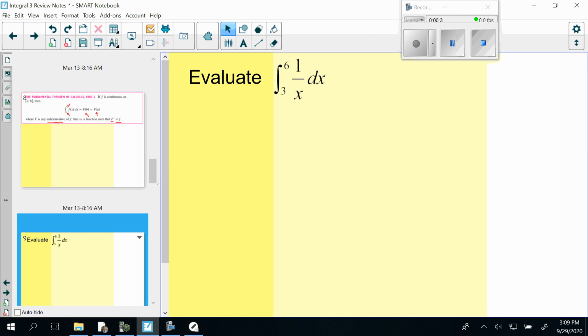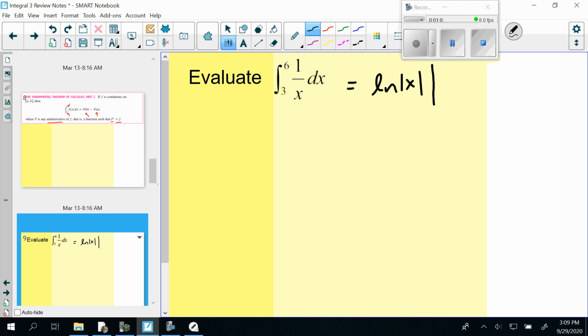So some applications of this: if you're asked to evaluate a definite integral, we're looking for what is the antiderivative of the function listed here. Well, here our function is 1 over x, so we're thinking what function has a derivative that's 1 over x? It's natural log. So then this would be the natural log of x evaluated at both 6 and 3.